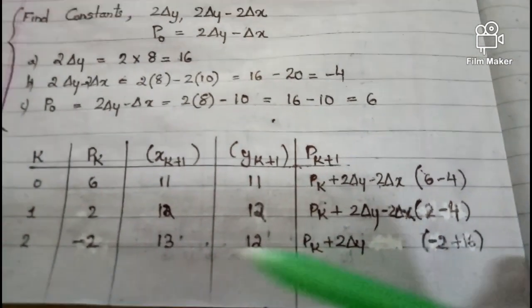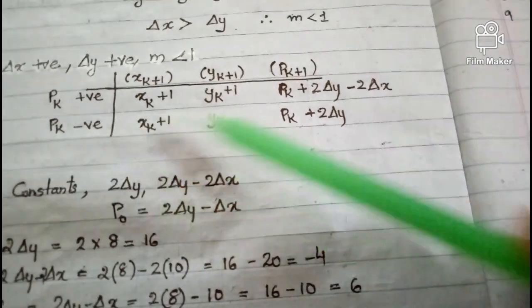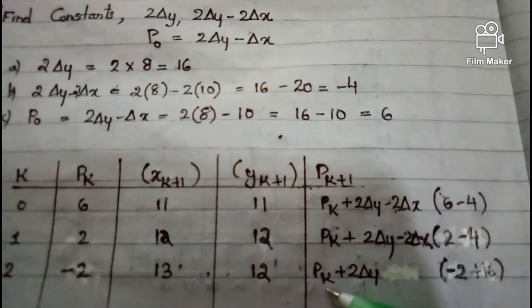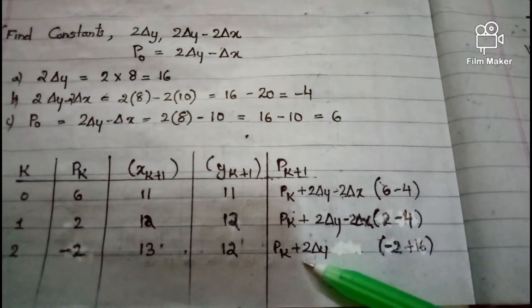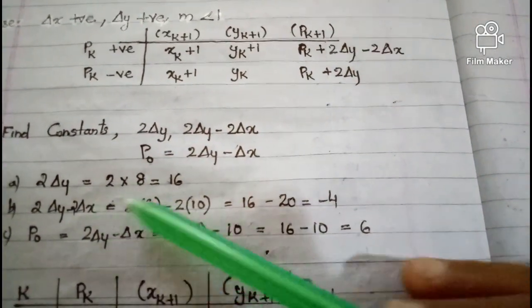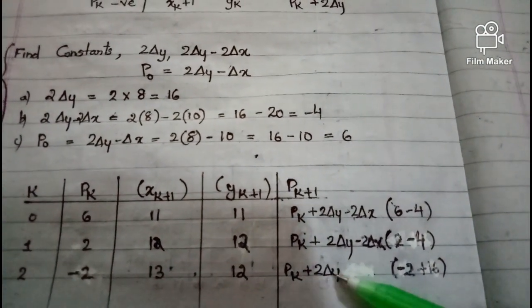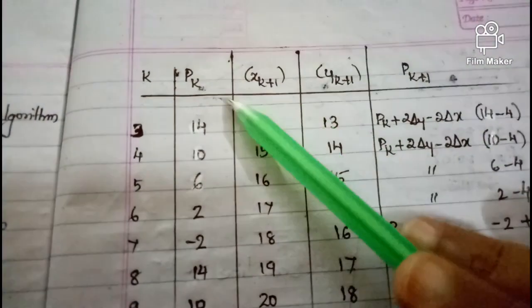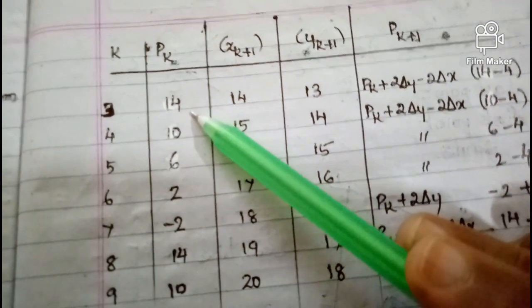And now if pk is negative, what is the next value of pk plus 1? If pk is negative, pk plus 1 can be computed using pk plus 2 delta y. So I used the equation pk plus 2 delta y. That is minus 2 plus, what is the value of 2 delta y? 2 delta y is 16. So I can write minus 2 plus 16. Minus 2 plus 16 is plus 14. Okay. So in the next iteration k becomes 3 and value of pk becomes 14.